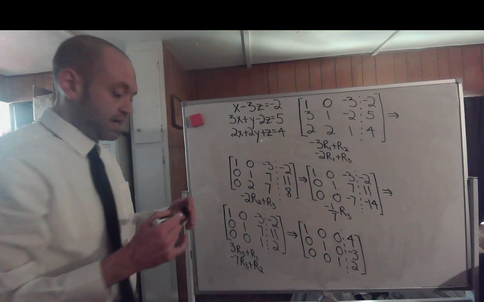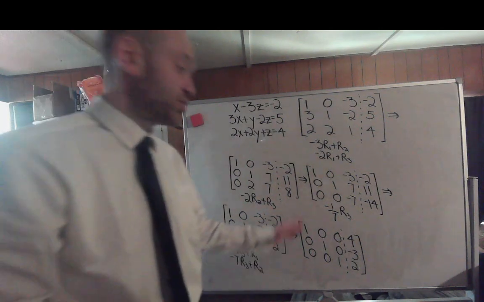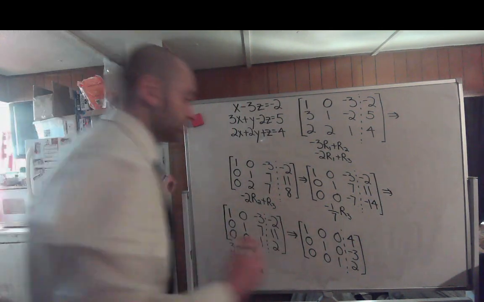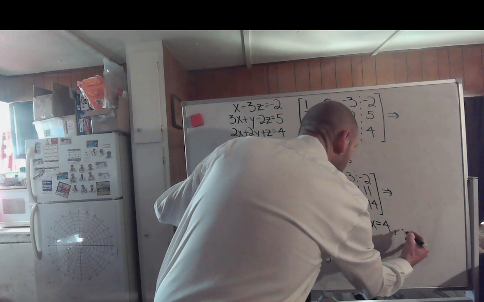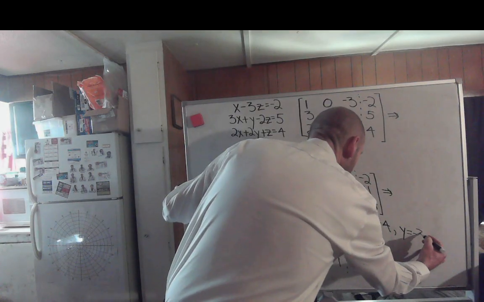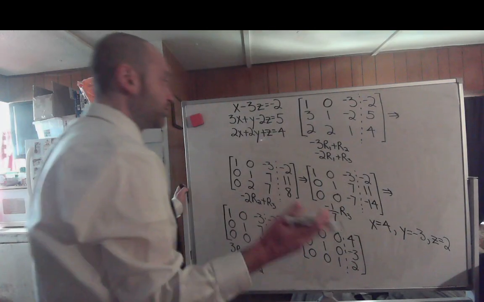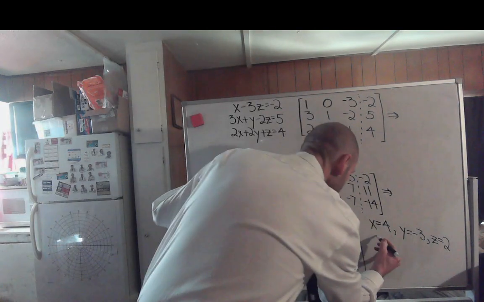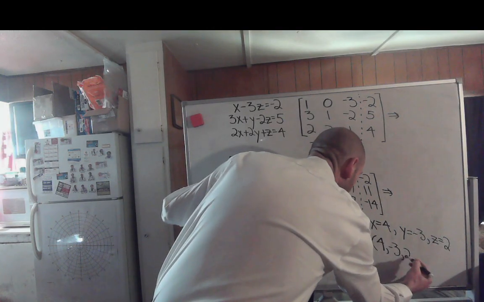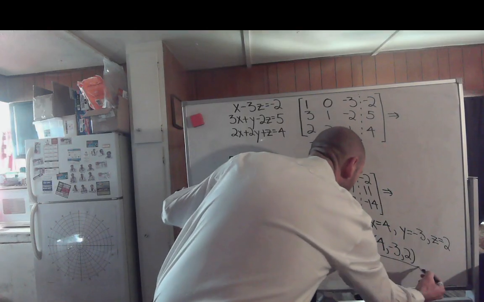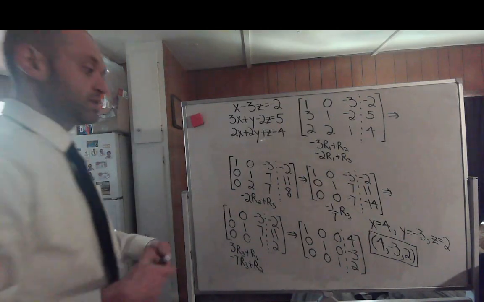Now I finally got a matrix in reduced row echelon form, which gives me my direct x, y, and z values. So x would equal 4, y would equal negative 3, and z would equal 2. So the ordered triple that's going to be the solution to this system is going to be 4, negative 3, and 2. So 4, negative 3, 2 ends up being the ordered triple that's the solution to this system.